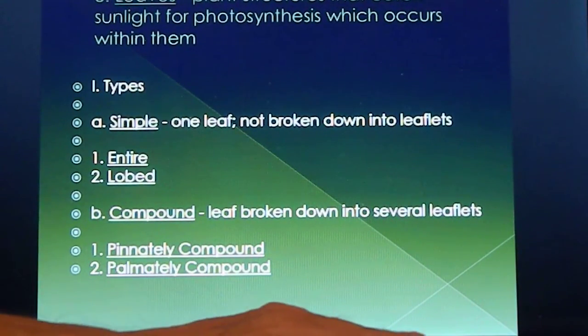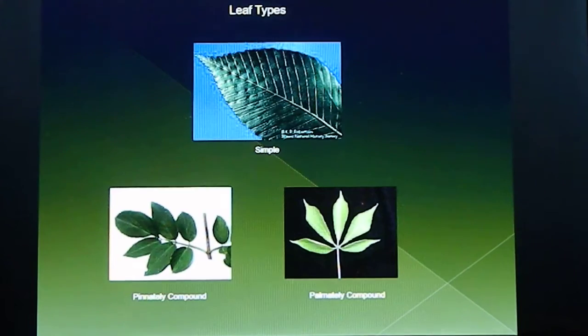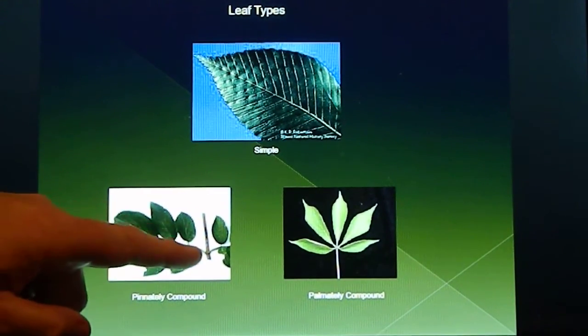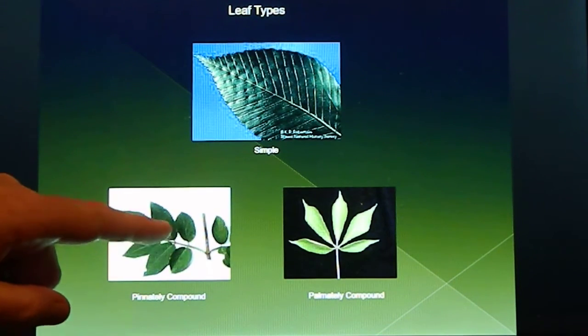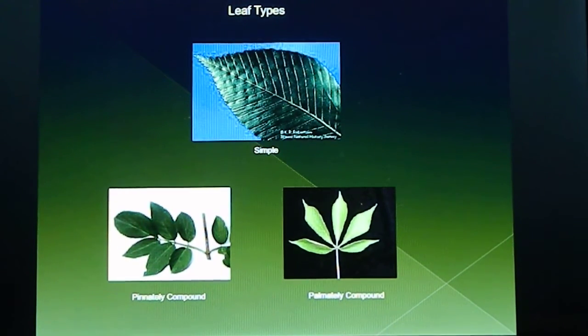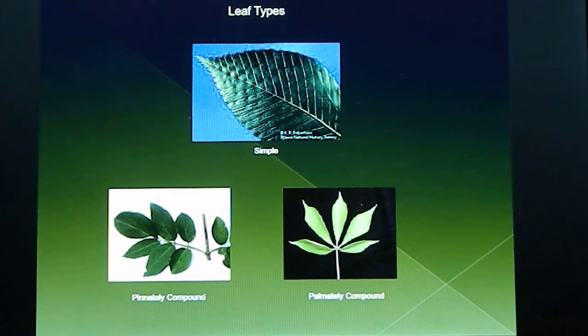So here is a simple leaf, right? And then the pinnately compound leaf, here's where the leaf starts. There's 1, 2, 3 places of attachment for the leaflet, so that's pinnately compound. And then here's the palmately compound leaf, and this is the only palmately compound leaf tree in Kentucky, and you can see all the leaflets attached at one spot, and that is the buckeye. So if you find one of those leaves, that's easy to identify that particular tree.